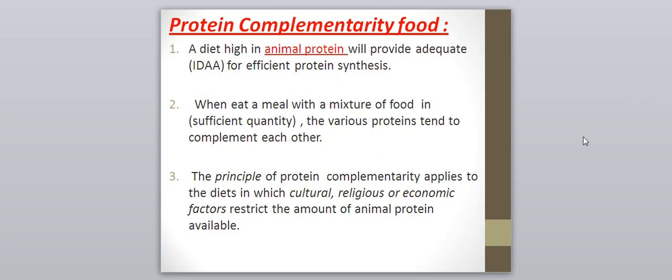What is the complementary food for protein? We need complementary food when there is a deficiency of protein content in our body. Usually, a diet high in animal protein can provide an adequate amount of indispensable amino acids for efficient protein synthesis, so animal protein products are enough if we take them in enough quantity. When we eat a meal with a mixture of food in sufficient amount, the various proteins tend to complement each other, so we may not need to add other complementary protein. But the principle of protein complementation applies to the diet if there are cultural, religious, or economic factors that restrict the availability of animal protein intake.